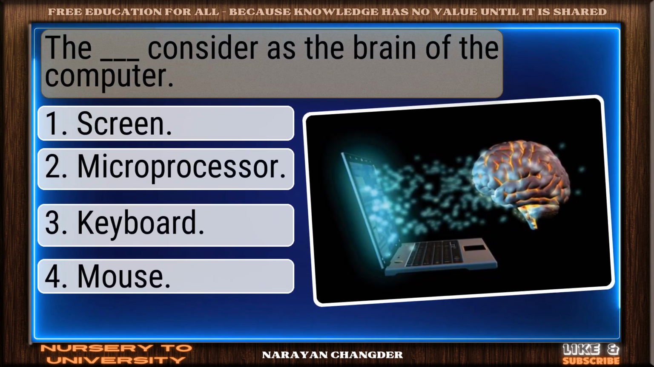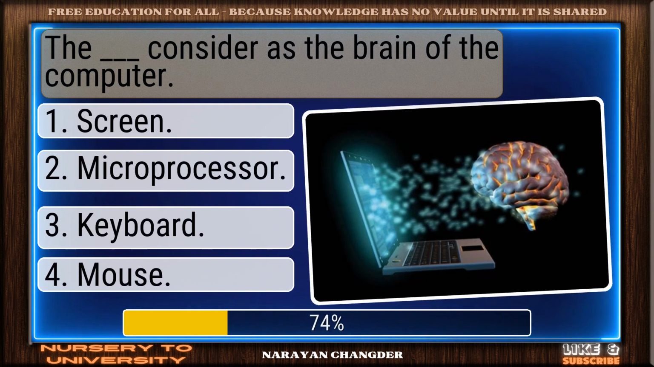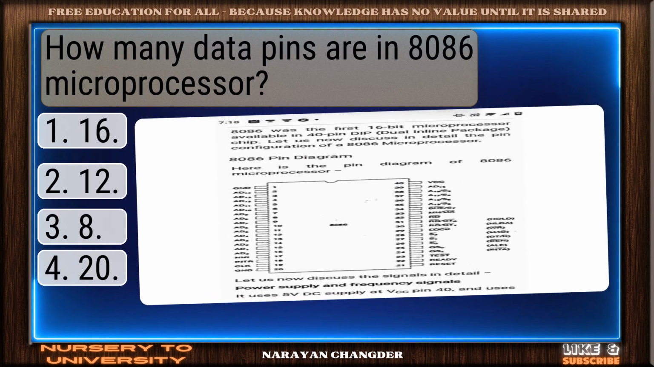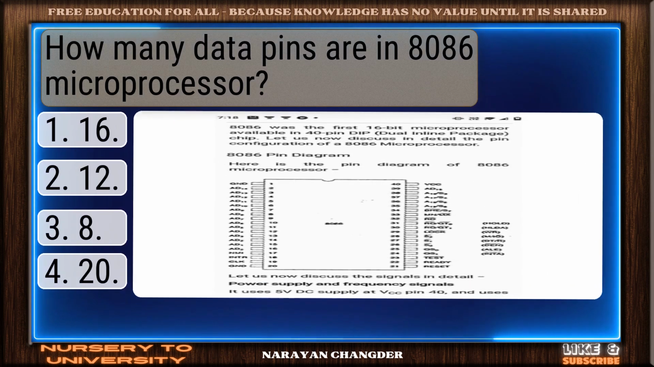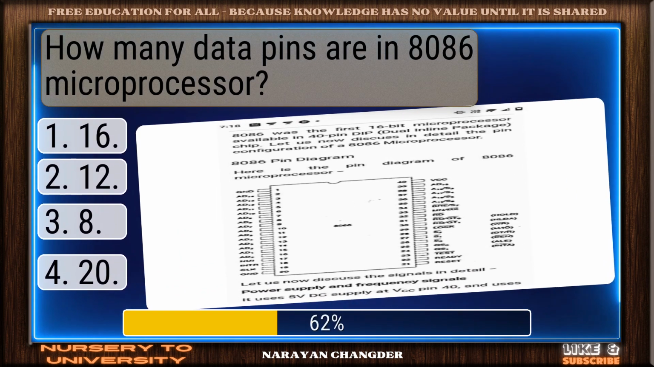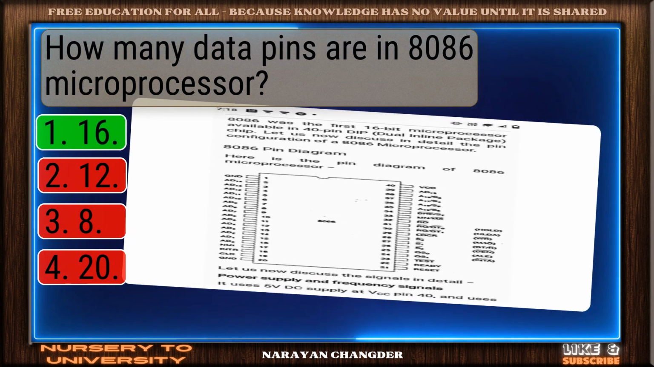Question number 9. The dash is considered as the brain of the computer. Valid point. Microprocessor is true. Question number 10. How many data pins are in 8086 microprocessor? Right again. 16 is a valid answer.